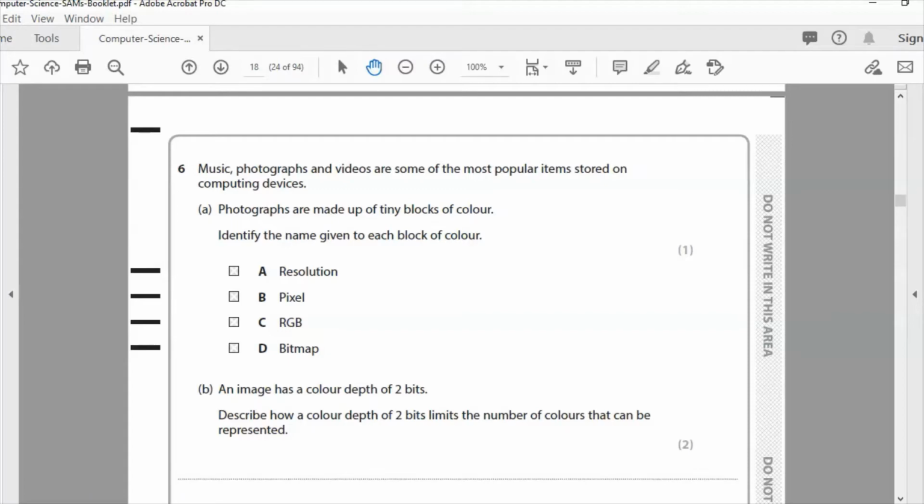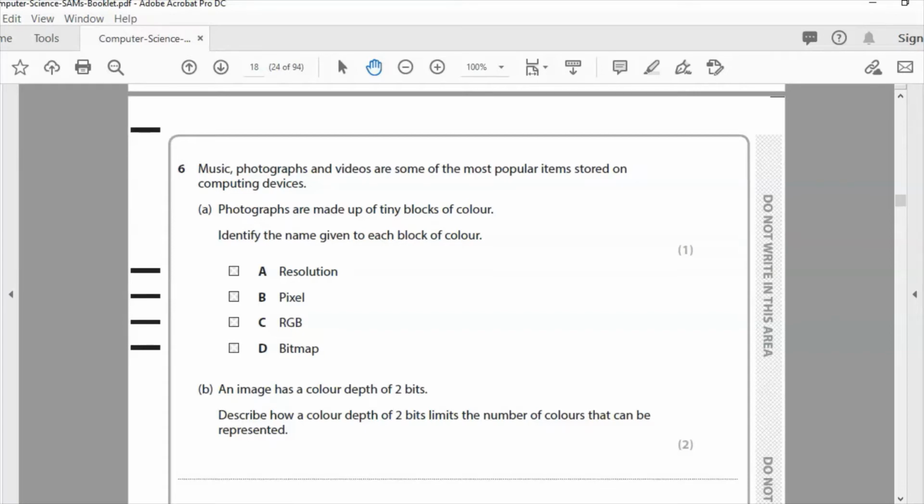This is the SAM, the Sample Assessment Material, and this is question 6 of paper 1. Question 6. Music, photographs and videos are some of the most popular items stored on computing devices. A. Photographs are made of tiny blocks of colour. Identify the name given to each block of colour.